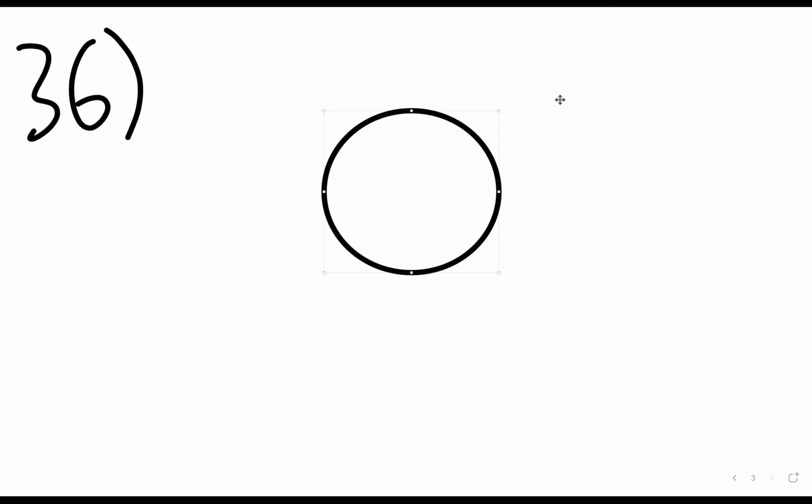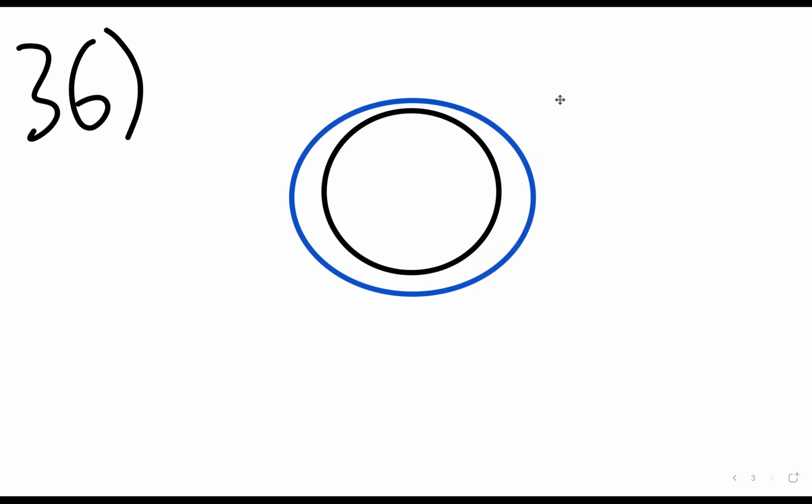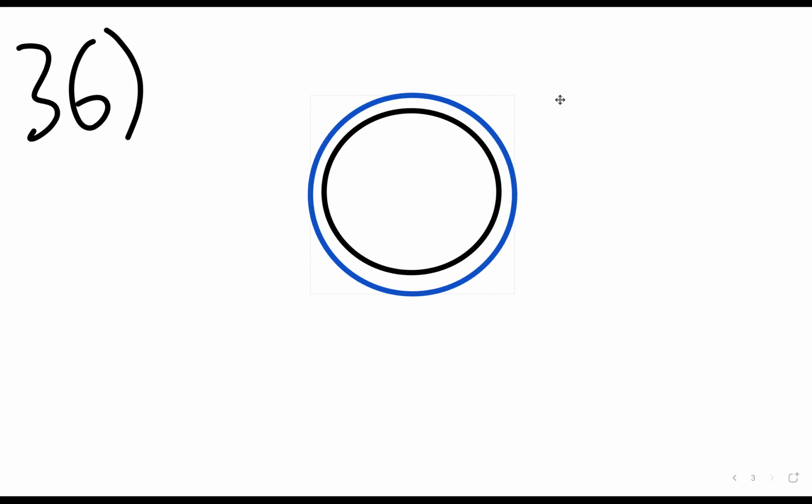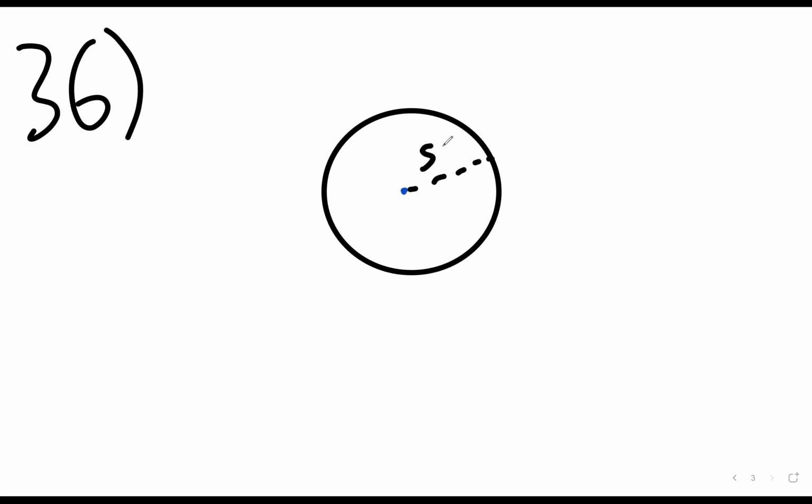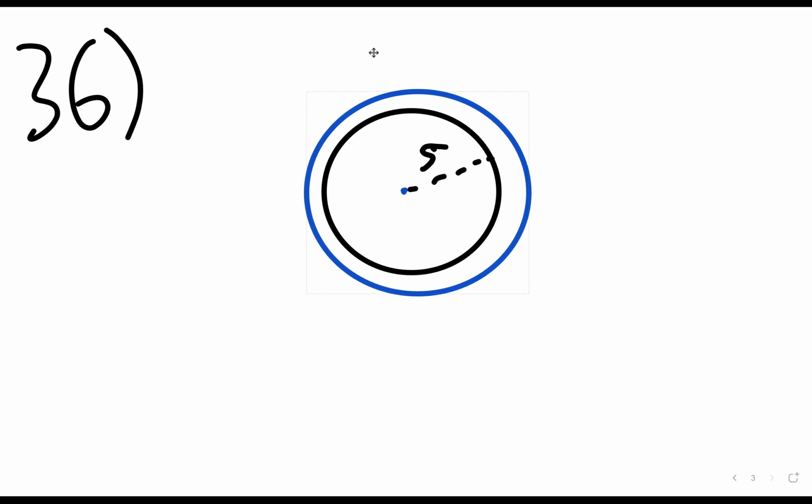Let us denote it by the blue one. So suppose this is the ball. I will denote its radius, sorry, the radius is 5, and then it is covered by snow, and first I denote the snow by the blue color there.